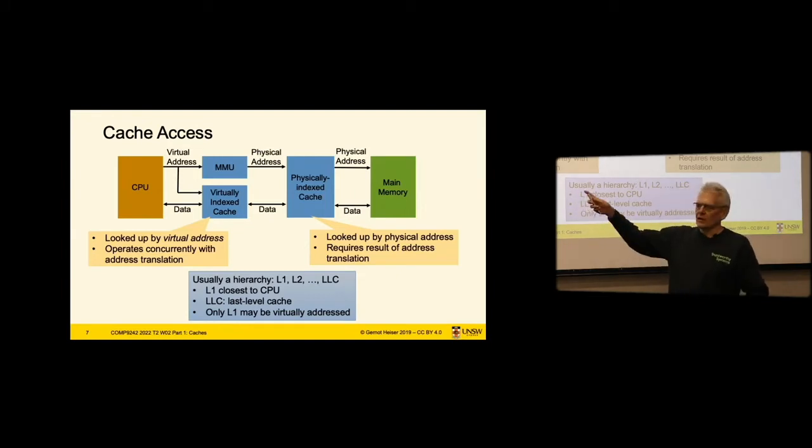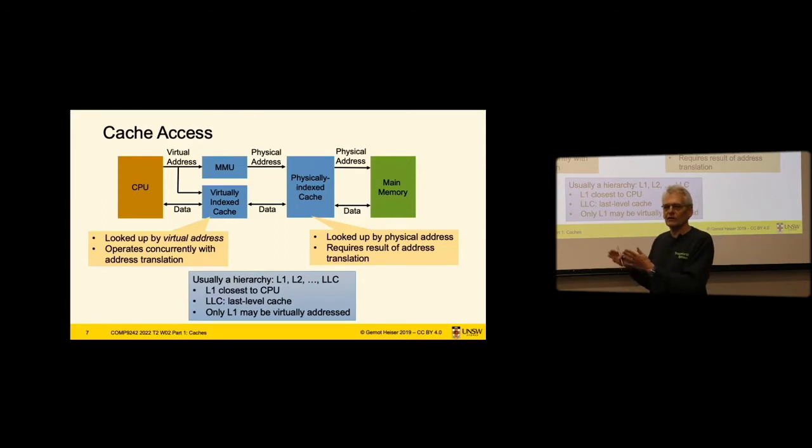The main advantage of the virtually addressed cache is you don't need to wait for the MMU. You only access the level 2 cache if you have a miss in the L1. By the time you realize you have a miss in the L1, you have the result of the address translation. So there's no benefit from using a virtually addressed cache further down. That's why it's only, if only, and these days they've gone out of fashion actually. But if there's a virtually addressed cache, it's the L1.